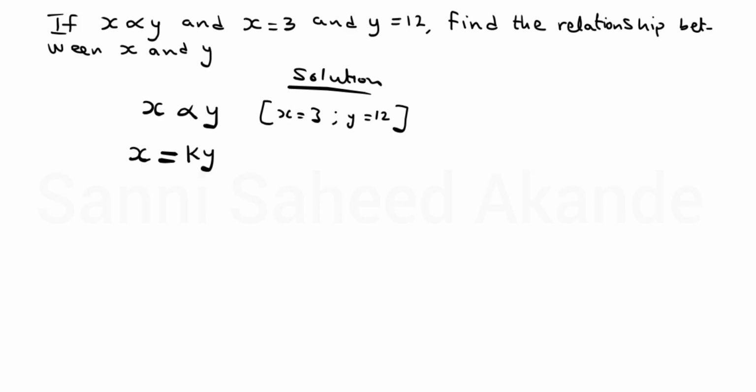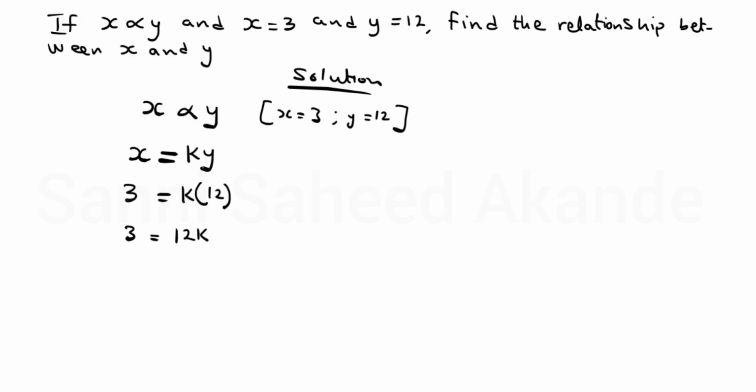Is that okay? So anytime you are given a proportion this way and you want to change it to an equation, then a constant has to come in. So x is equal to ky, where this k is a constant. Understood? So here we have been told that the value of x is 3 and the value of y is 12. So I will just plug in those parameters in order to get the value of k, the constant. So 3 is equal to k times y, and y is 12. So 3 is equal to k times 12, which is 12k.